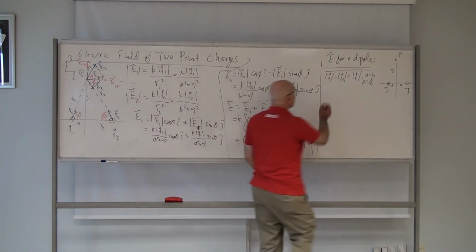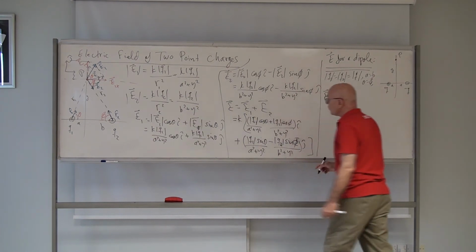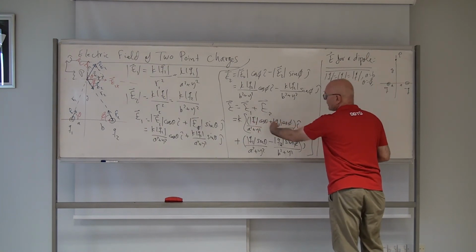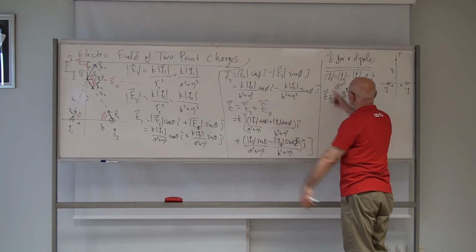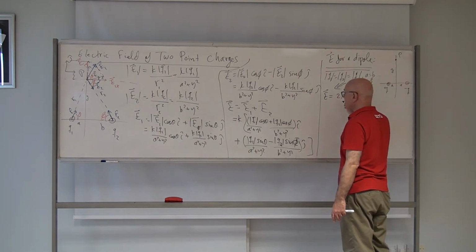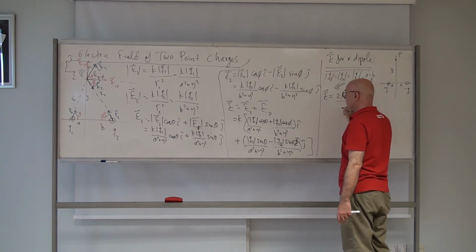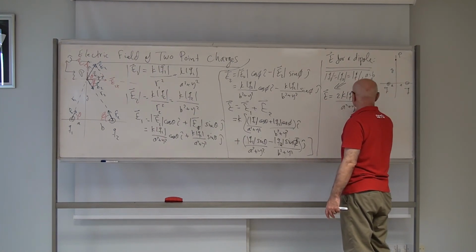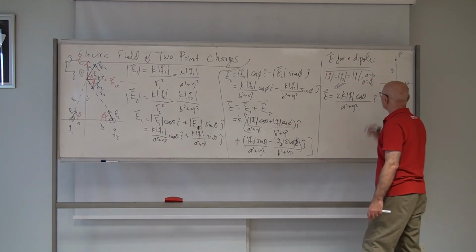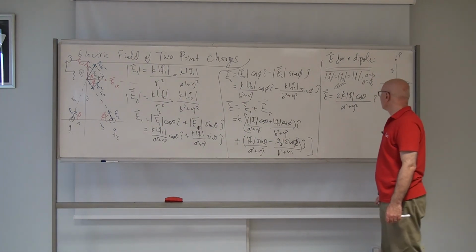So in this case, E will be twice the one of these expressions in the limit that Q1 equals Q2 and A equals B. So it will be twice k Q cosine theta divided by A square plus y square along i hat. So this will be the electric field of a dipole.